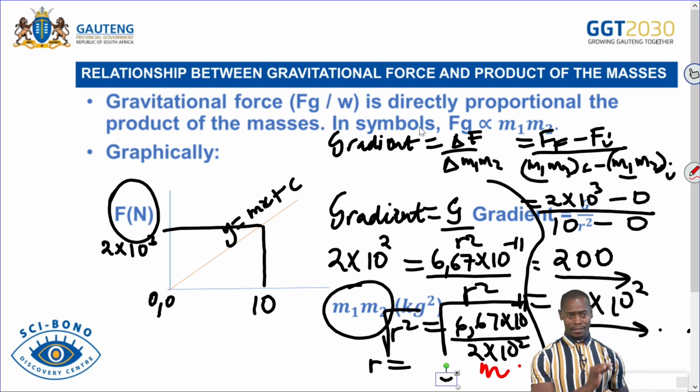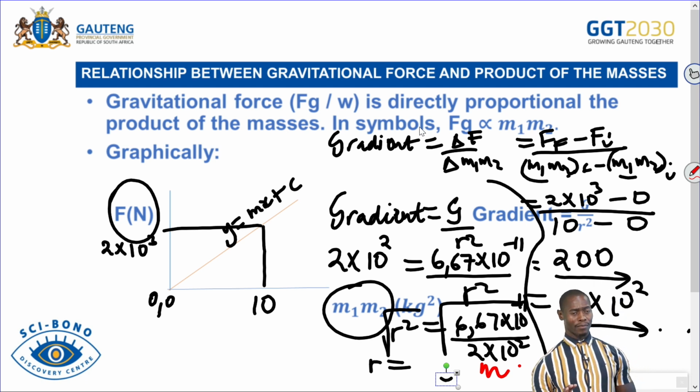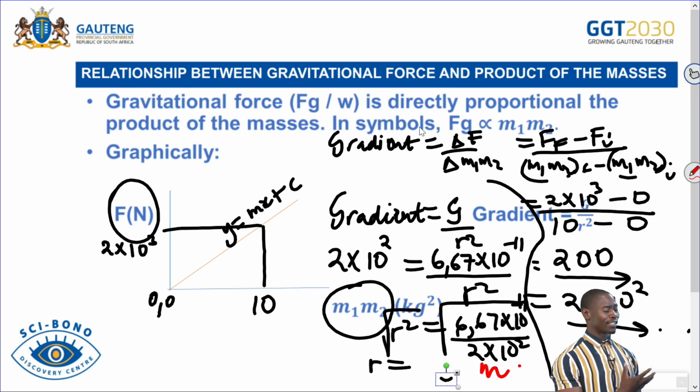What I wanted you to understand with this graph is the relationship between gravitational force and the product of the masses. According to the law, gravitational force is directly proportional to the product of the masses. In the form of a graph, this shows a direct proportionality between gravitational force and the product of the masses. In this graph, you can identify the dependent variable, the independent variable, and the physical quantity represented by the gradient. The gradient is G over r squared, so you can use the gradient to calculate the distance between the centers, which is what we did.